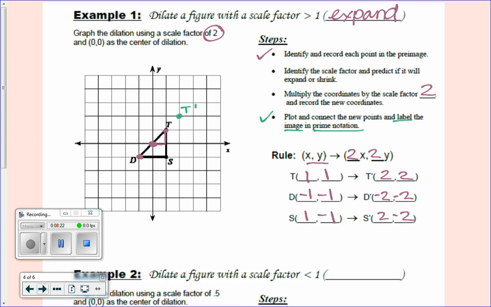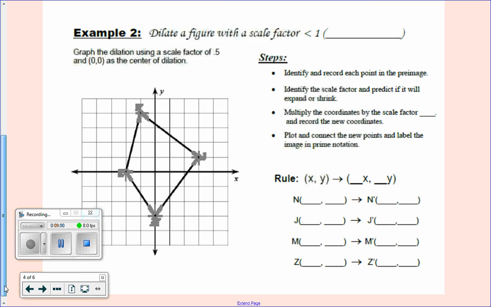Okay. Let's do that with D prime. We got -2, -2. Plot the point and label it D prime. S prime's coordinates are 2, -2. Plot your point and label it S prime. Now we're going to connect the new points. So when you plot it, is that a good check if we did it correctly, if it's supposed to expand? Absolutely.